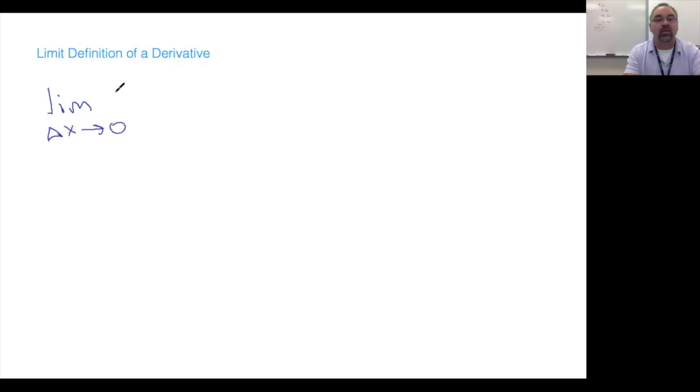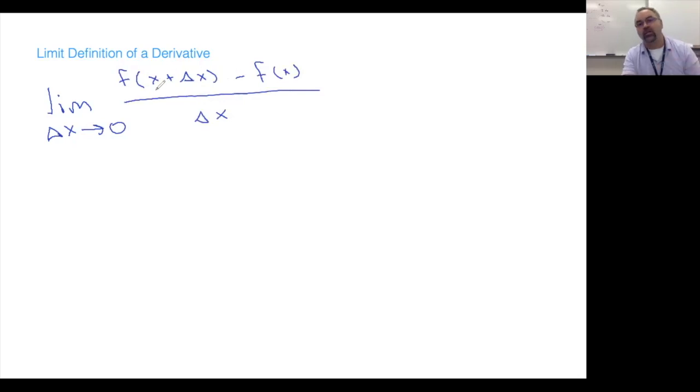We kind of developed this idea last year, so I'm not going to go through too much of it. Just a reminder that x plus delta x is just a different x coordinate. And when you take the function value of it, that's basically y2. And f of x is basically y1. So this is y2 minus y1. And delta x on the bottom is just x2 minus x1. So like I said, it's just a slope equation.